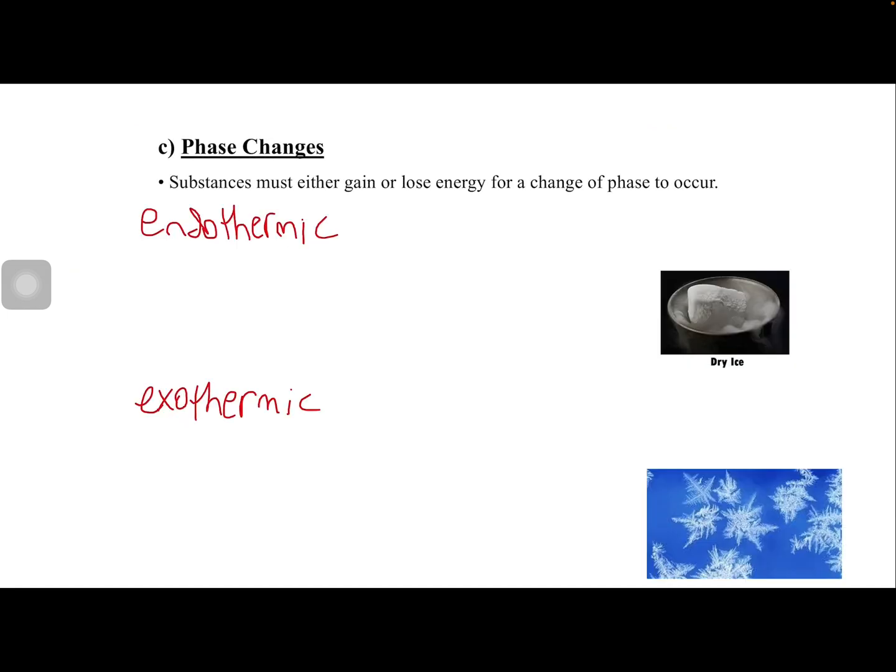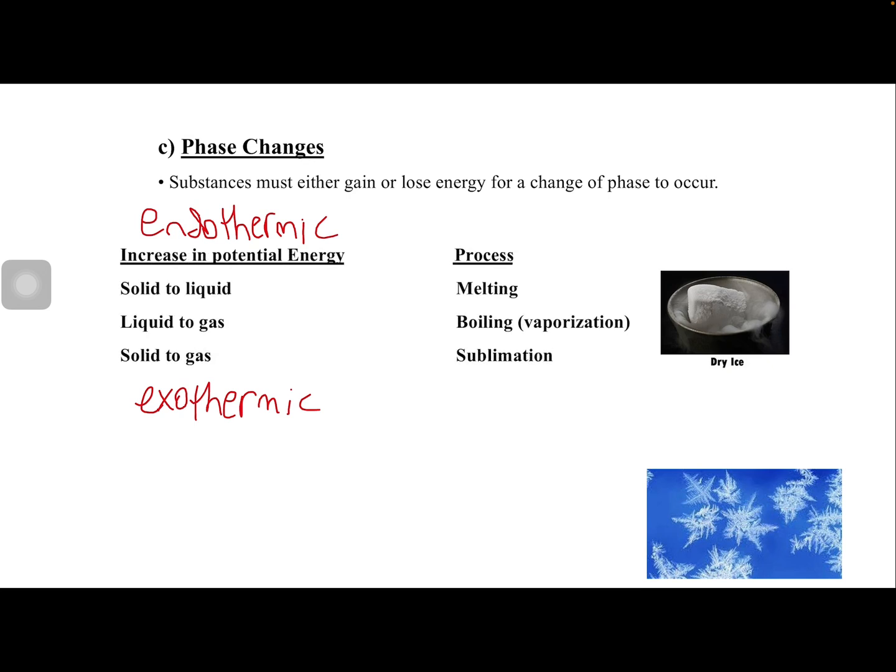Finally, let's talk about some phase changes. So these are substances that must either gain or lose energy as a result of the phase change to occur. Before we even get into that, let's go over exothermic versus endothermic. An exothermic reaction releases energy. So think of it like exhaling. When we exhale, we are releasing air from our lungs. Exothermic, releasing energy. Meanwhile, endothermic absorbs energy.